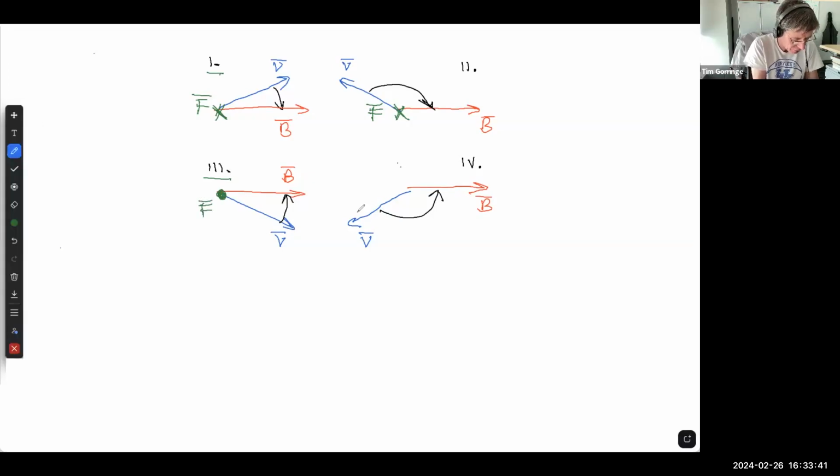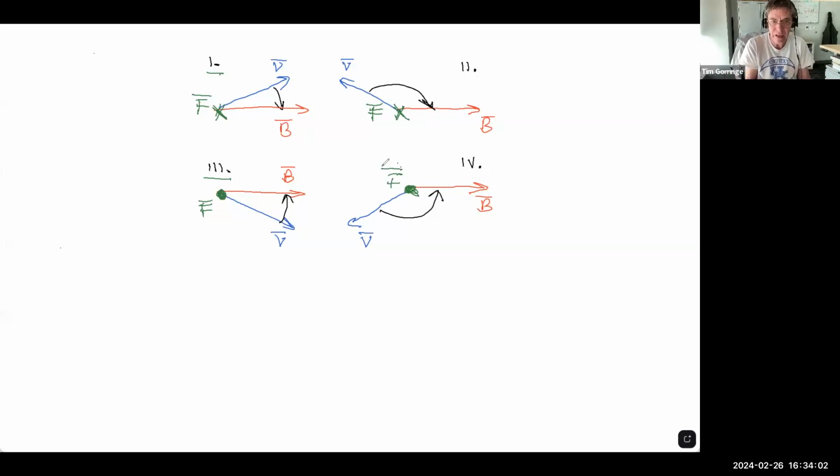And likewise for this final diagram here, if I curl my fingers with my palm first pointing in the direction of V, curl them round towards B, then my thumb is pointing out of the page, out of the screen. I'll indicate that with a dot, and that's the direction of the force on a moving charged particle. And so that's how I applied the right-hand rule in this particular case.